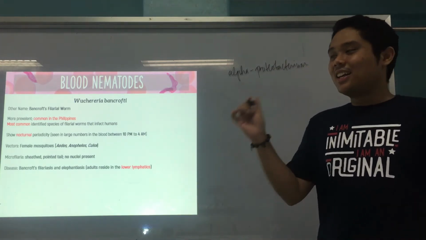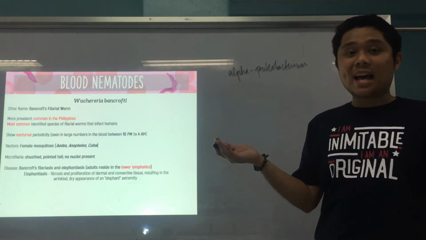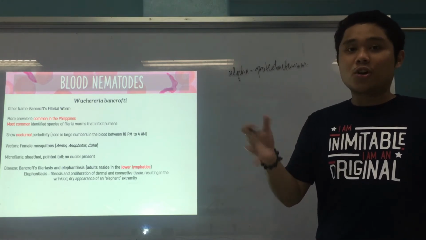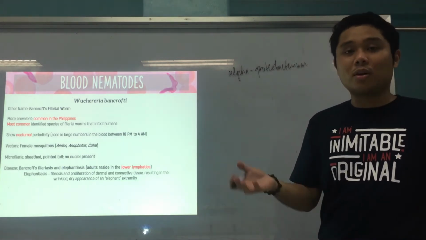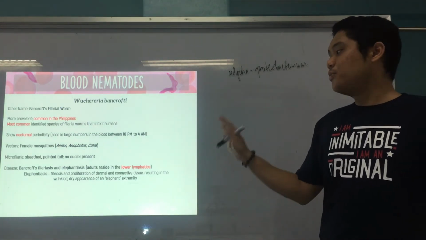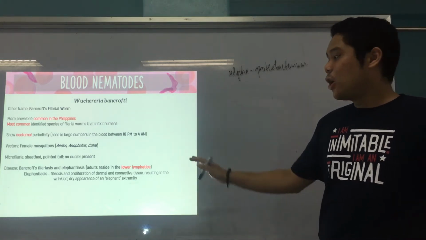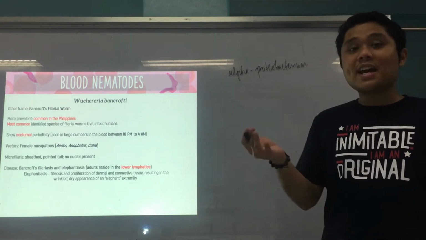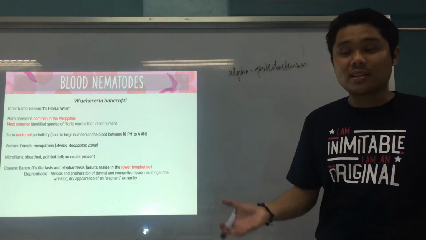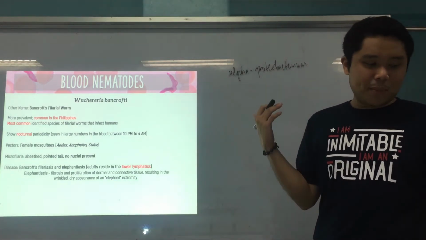Now for the disease, again, filariasis and elephantiasis. What is elephantiasis? Elephantiasis is a chronic condition. Because of the chronic presence of filarial worms in your lymphatic system, it causes proliferation of dermal and connective tissue and also fibrosis of the skin, which leads to a wrinkled, dry appearance of the extremity, which looks like an elephant's leg. That's why it's called elephantiasis. We'll have a picture later.